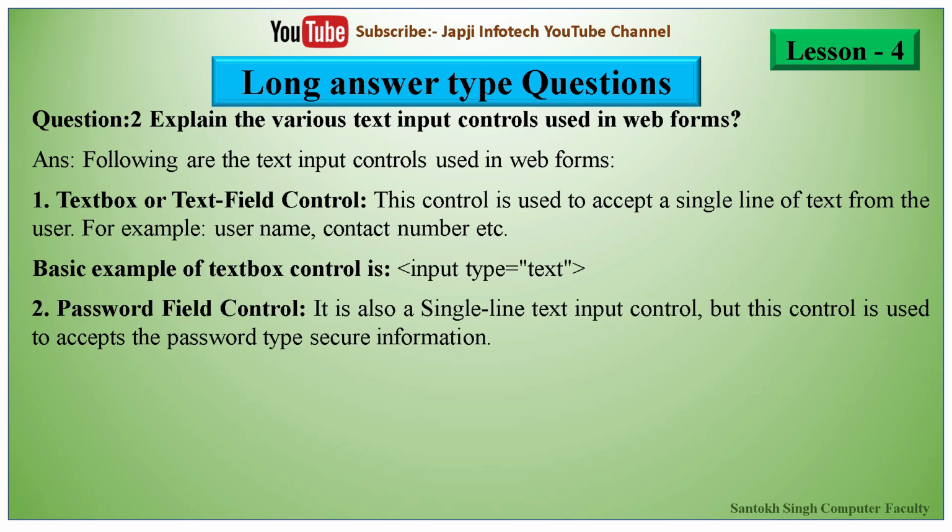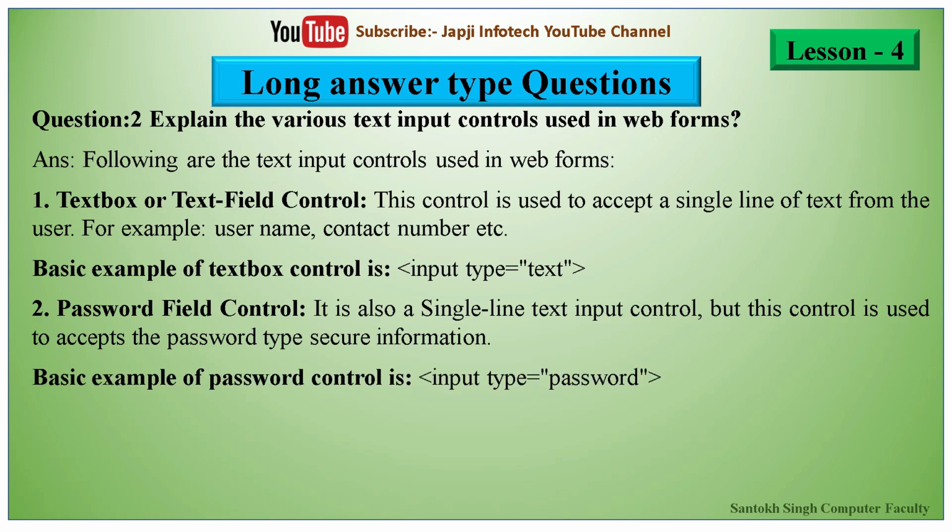Second one is password field control. It is also a single line text input control, but this control is used to accept password type secure information. The basic example of password control is left angle bracket input space type equal to, in the double quote, write its value, which is password, then close the right angle bracket.